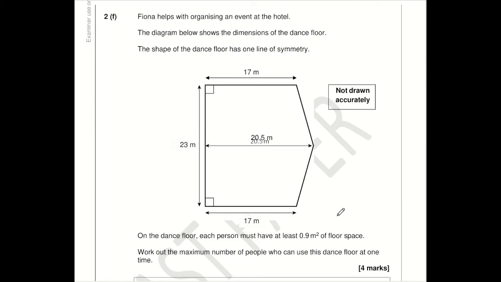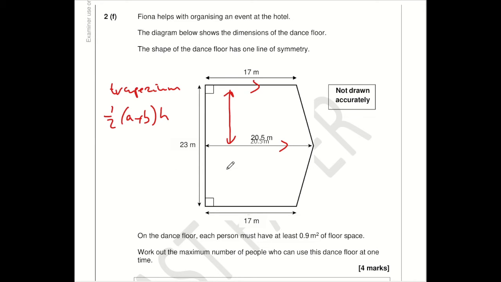Okay, on to 2F. So we know this is a line of symmetry. Well, this is the only place where the line of symmetry could be. So what we have here is a trapezium. Now, what is the formula for the area of a trapezium? It's 1/2 of (A plus B) H, where A and B are the parallel sides, so these sides here are parallel, and H is the height of the trapezium.